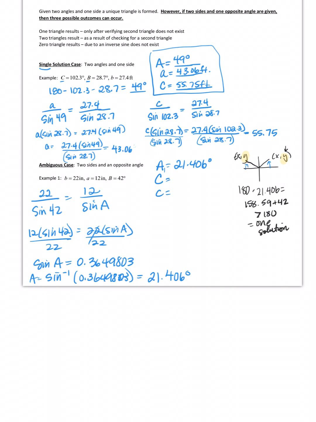So we're going to finish this question just as we would the first one. So I'm going to find big C now. I know it's 180 minus the 42 given, minus the 21.406 that we've already found, and what's left over is my big angle C. And that means it would be 116.594. Okay.